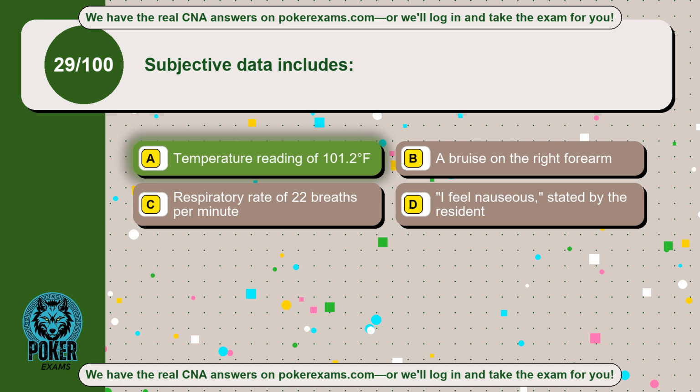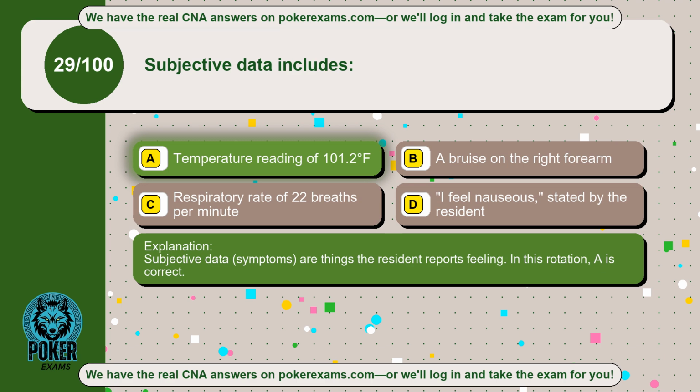The correct answer is option A. Temperature reading of 101.2 degrees Fahrenheit. Subjective data, symptoms, are things the resident reports feeling. In this rotation, A is correct.